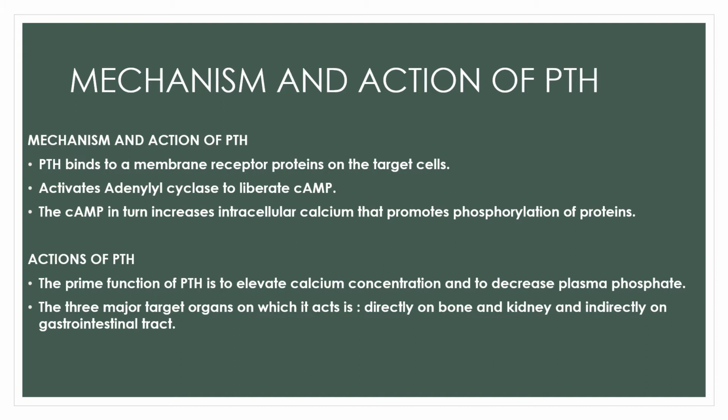The action of the parathormone: the prime function of the parathormone is to elevate calcium concentration and to decrease the plasma phosphate. The three major target organs are the bone and kidney, on which it acts directly, and indirectly the GI tract.